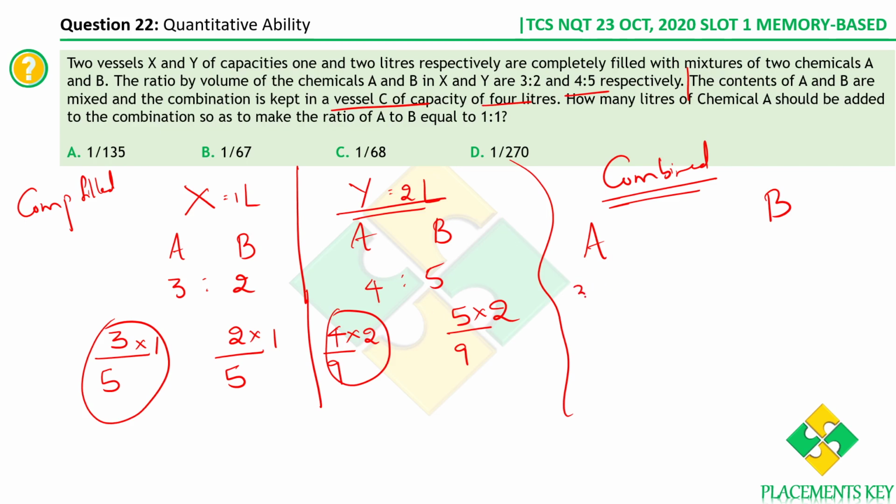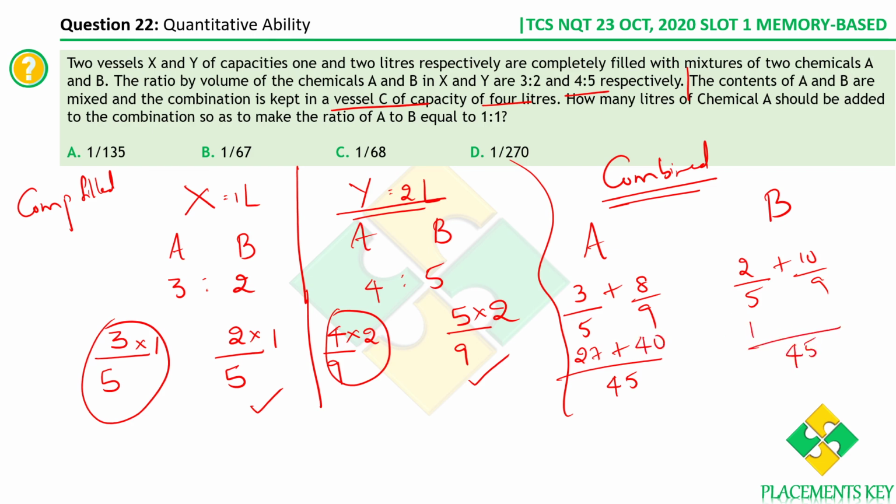So let me add that: 3/5 plus 8/9. Similarly, what is the volume of B? It is 2/5 plus 10/9. So let's take the LCM here. It is 45. 5 9s are 45, 9 3s are 27, plus 9 5s are 45, 5 8s are 40. Similarly here also the LCM is 45. 9 2s are 18, 9 5s are 45, 5 10s are 50. So how much do we get here? 40 plus 27 is how much?